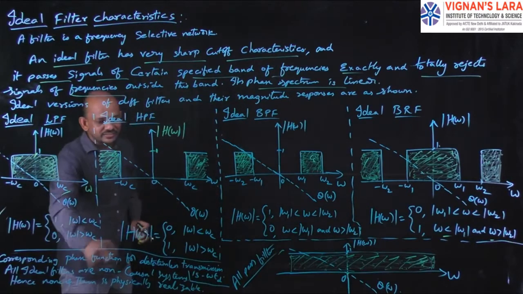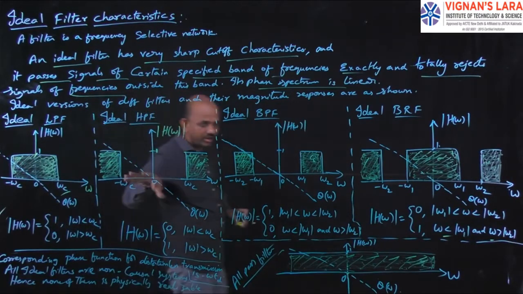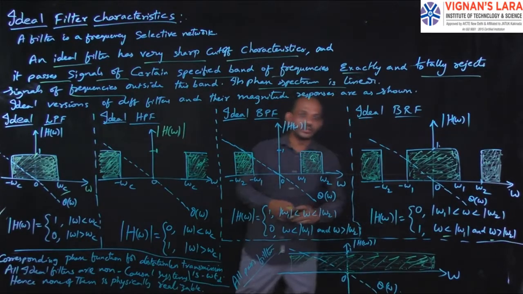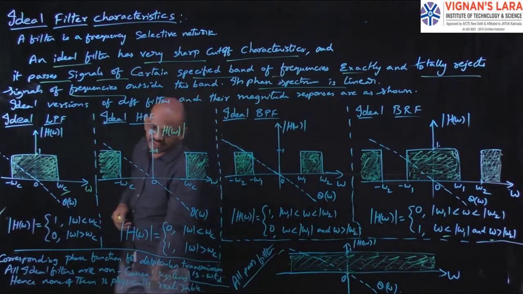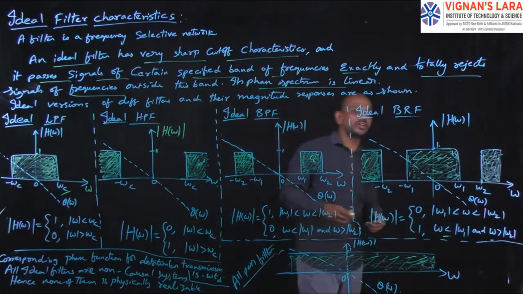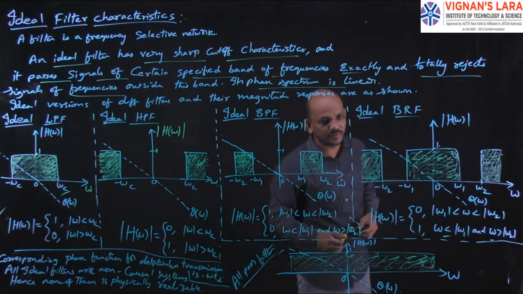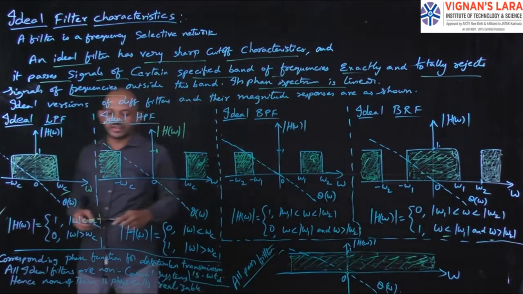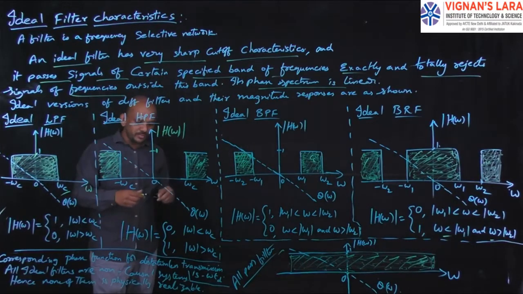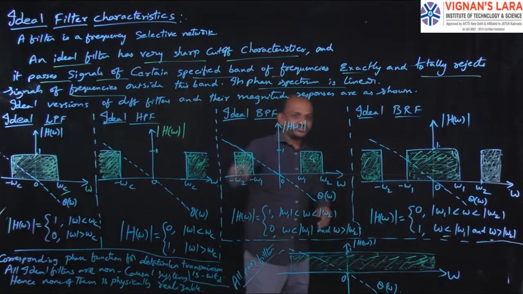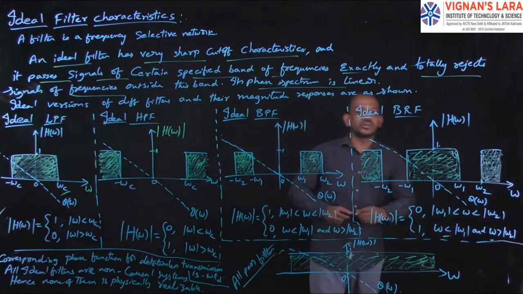All ideal filters are non-causal systems. Hence, none of them is physically realizable. We can't realize them physically because they are non-causal systems. Only causal systems are physically realizable. But all ideal filters are non-causal, hence none of them are physically realizable. We can't physically realize those filters because these are all non-causal systems.